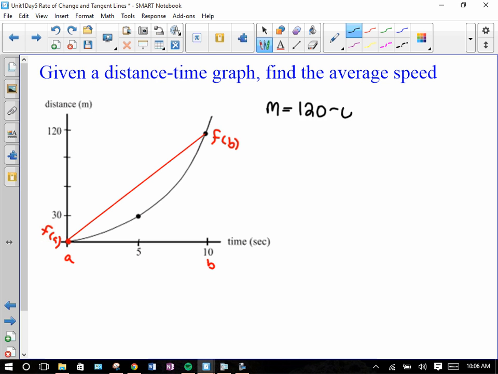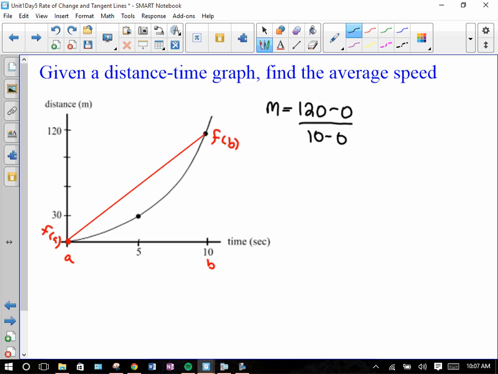Okay. And then we have b minus a, which is 10 minus 0. Now I do want to backtrack real quick, because I forgot to say something. This is a distance versus time graph. Okay? And we are finding the average speed. Alright, it says find the average speed.